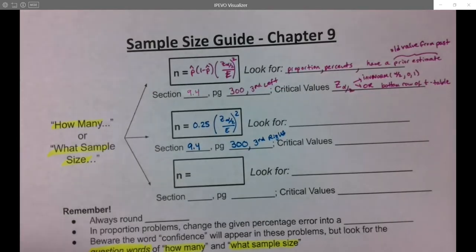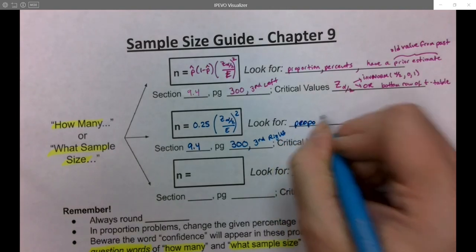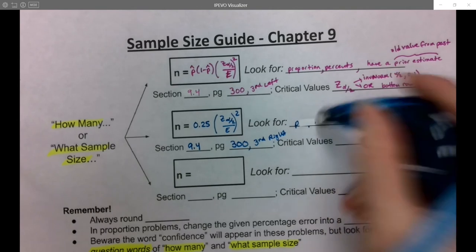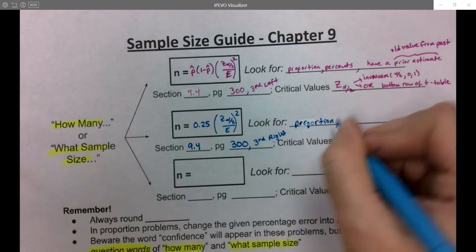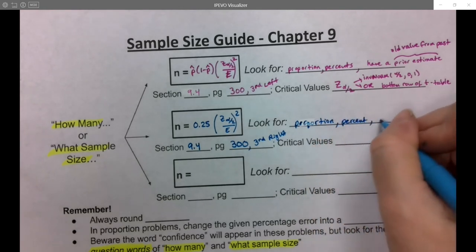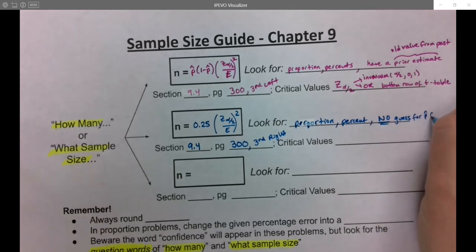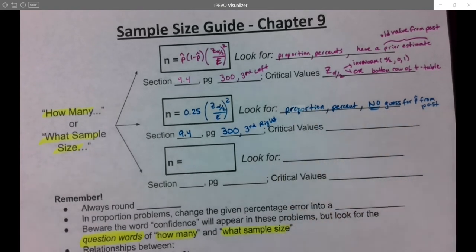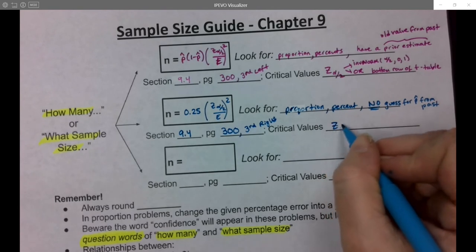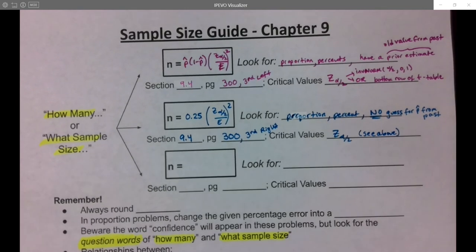All right, so this would be also looking for percents and proportions. So let me write proportion. Percent, right? But it'll have no guess for p hat from the past, right? You'll have no clue from some old study or anything what p hat could be. And again, your critical z-values are z alpha over 2, as above. We don't need to go over how to find them again. It's the same as above.